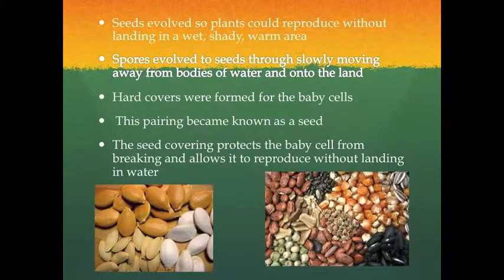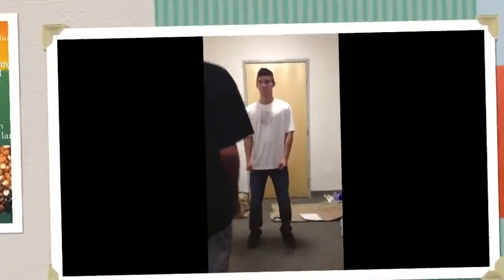Seeds evolved so plants could reproduce without landing in a wet, shady, warm area. Spores evolved into seeds through slowly moving away from bodies of water and onto the land. Hard covers were formed for the baby cells. This pairing became known as a seed. The seed covering protects the baby cell from breaking and allows it to reproduce without landing in water.